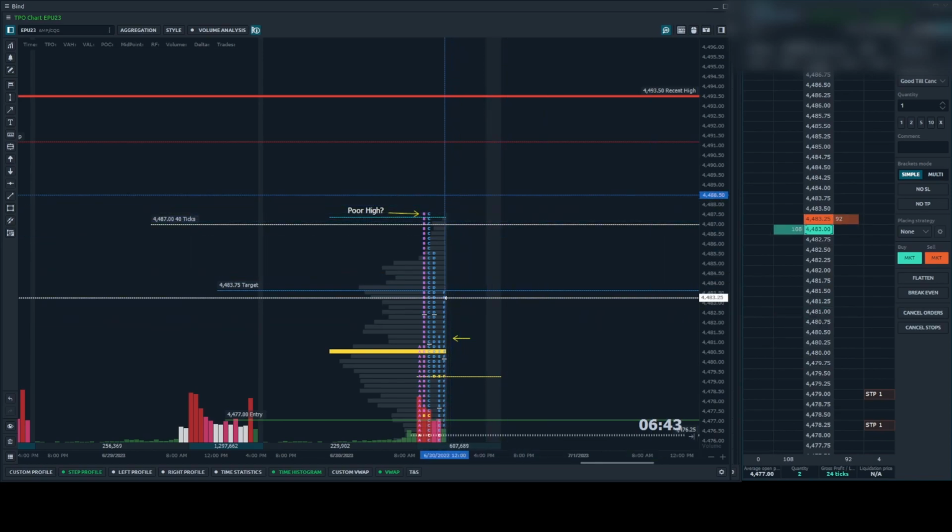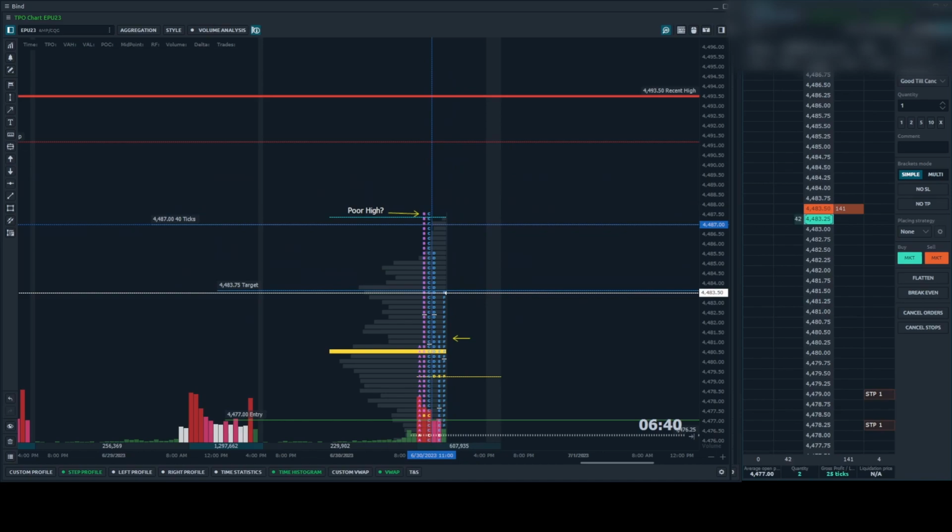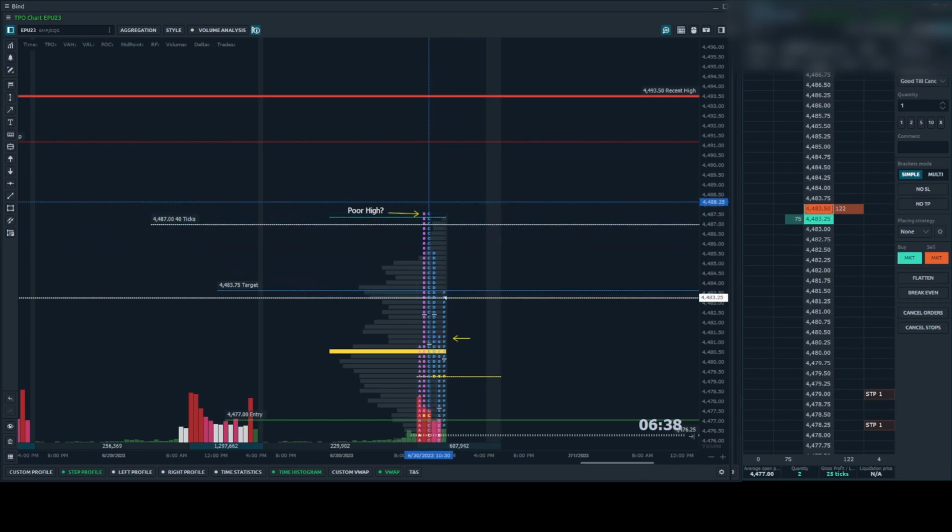Like if you get over the 40 ticks, I'd move a stop up to here. So I'd take one here. Then if we get over that, put a stop here, so that I just won't give it up after that.